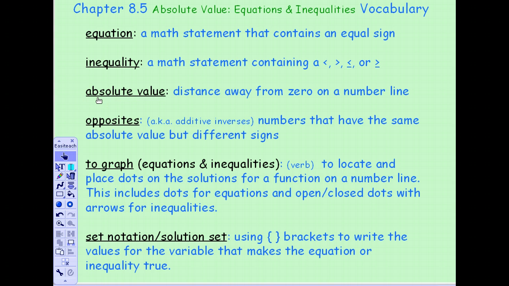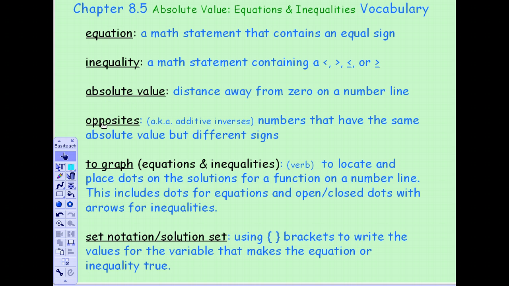Absolute value is the distance away from zero on a number line. Absolute value is always a positive result. Because distance is always positive, you're measuring a distance. So absolute value, the answer is always a positive. We're going to talk about some equations where you can have negative variable values, but overall the absolute value has to be a positive.